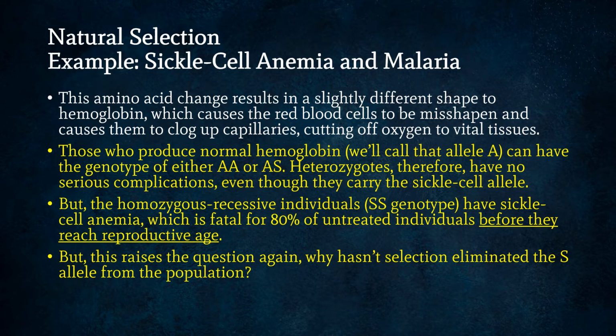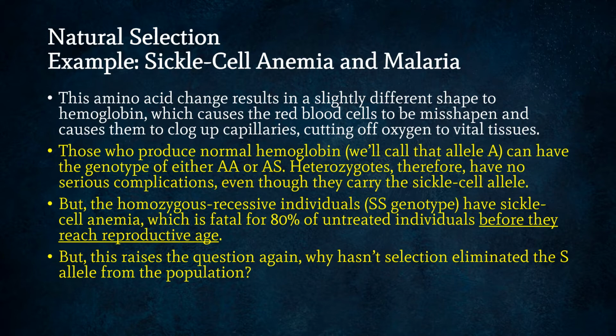However, if you have both recessive copies, the 2 mutated versions, you will have sickle cell anemia, which is fatal for 80% of untreated individuals before they reach reproductive age. So in a situation where you cannot get treatment, there's an 80% chance that you will die before you reach reproductive age. That is important to remember.